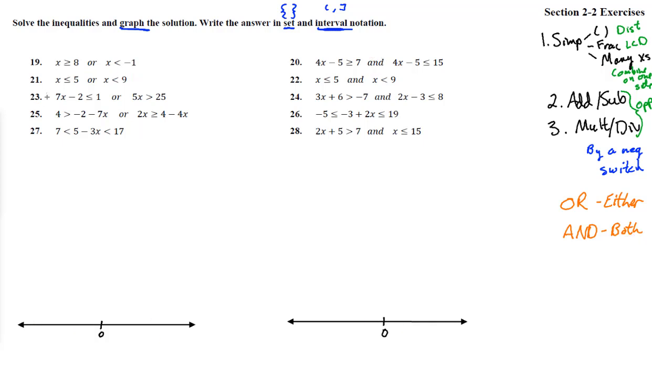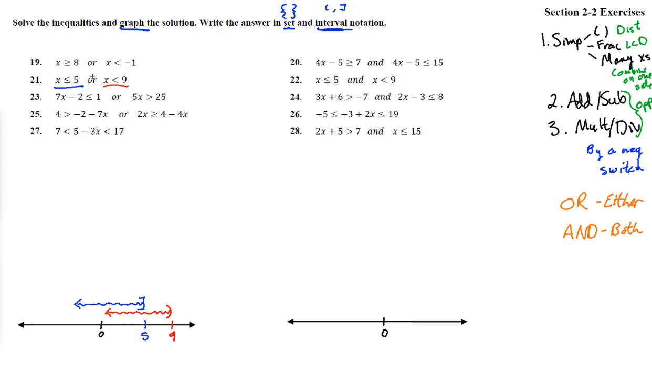Excellent. Number 21. x is less than or equal to 5. Let's put that guy on. Here's 5. And we're going to go less than or equal to 5. It's down that way. Then x is less than 9. So there's 9, and we're going less than. So a parenthesis there and go this way.